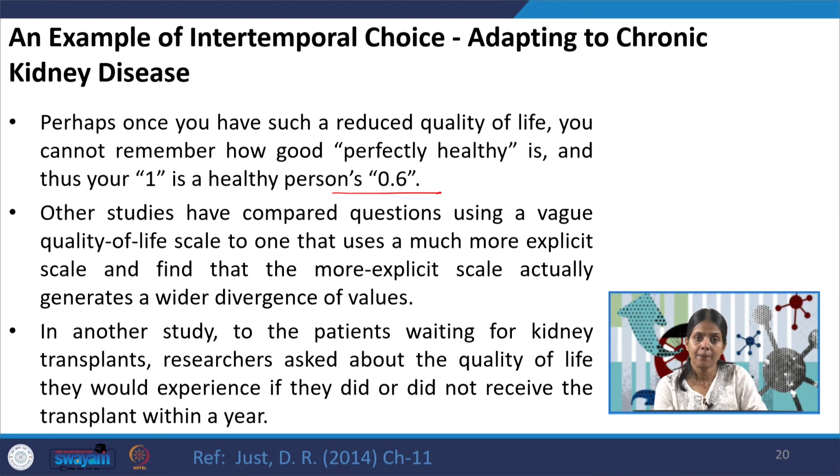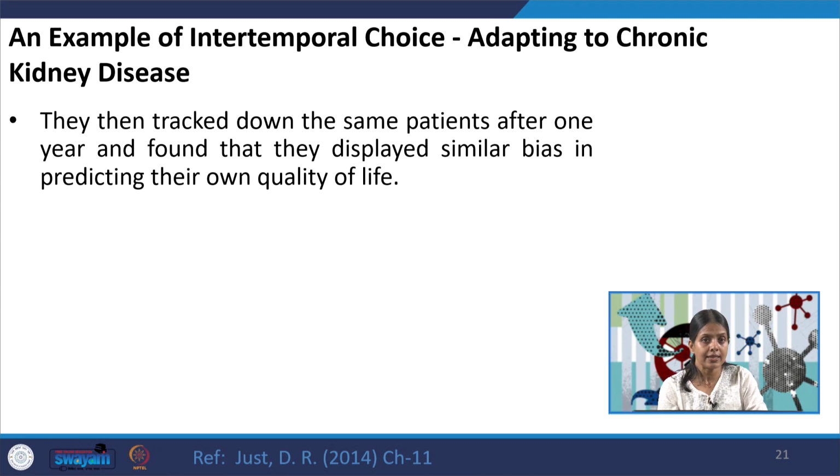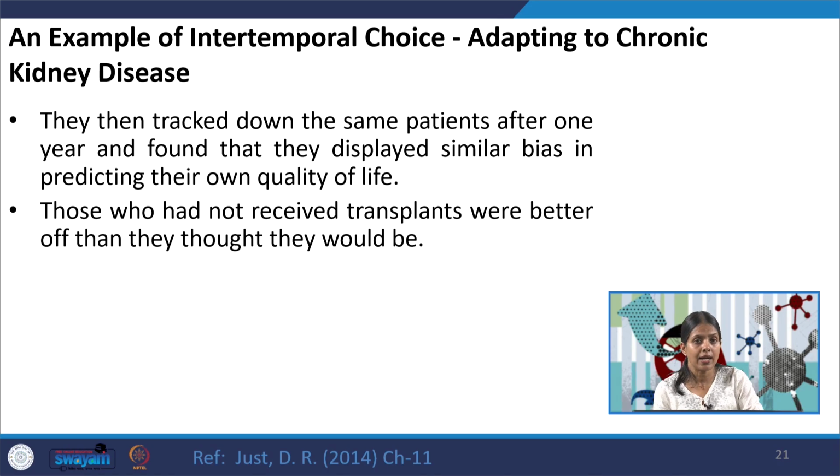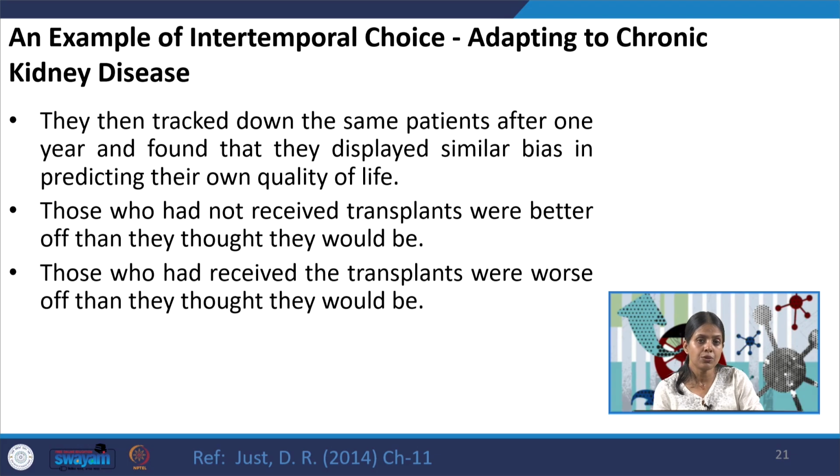In another study, of patients waiting for kidney transplants, researchers asked about the quality of life they would experience if they did or did not receive the transplant within a year. Then they tracked down the same patients after 1 year and found that they displayed similar bias in predicting their own quality of life. Those who had not received transplants were better off than they thought they would be. Those who had received the transplants were worse off than they thought they would be.